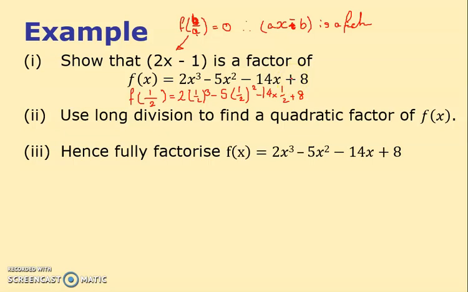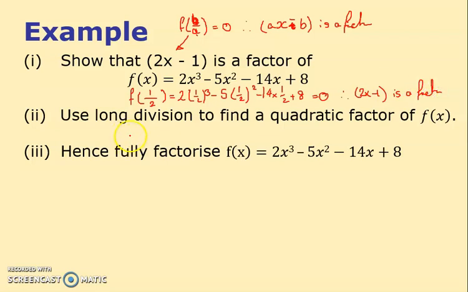2 times a half cubed minus 5 times by a half squared, but make sure you put the brackets, minus 14 times a half plus the 8. And it says 0 with a bonus, because that's what I wanted it to say. So I get 0, therefore 2x minus 1 is a factor. Okay, so we've done the first job.